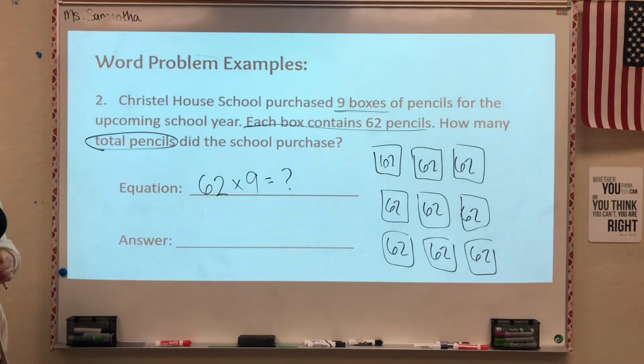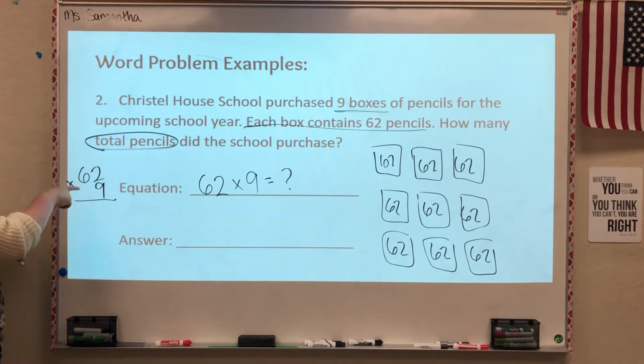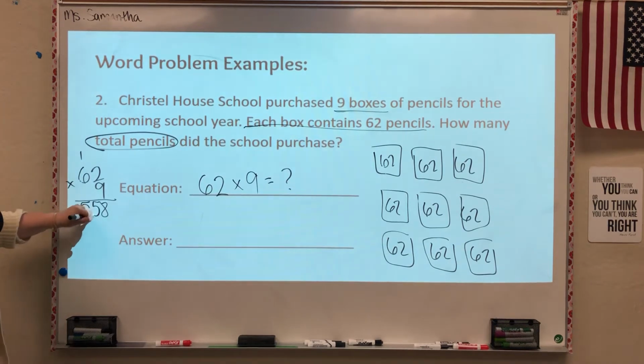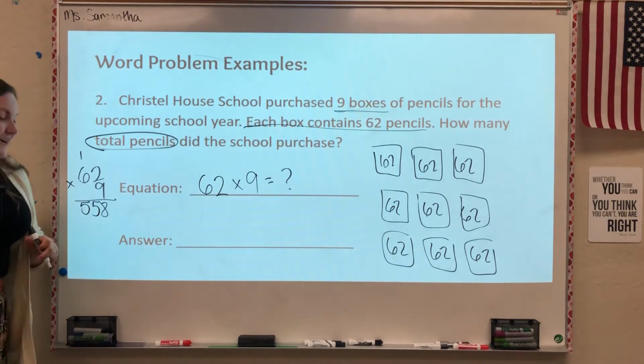What are you getting for your answer? Well, I would want to rewrite it like this and stack those numbers so that I can see what I want to multiply. I could start by saying 2 times 9 is 18 and carry my 1. And then 9 times 6, do you know what that is? 9 times 6 is 54, plus that 1 right there gives me 55. And so we're left with our answer.